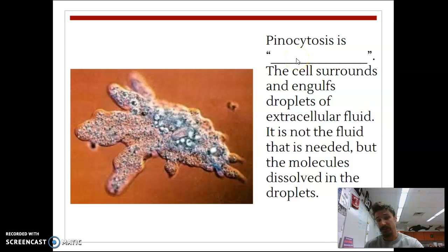Now, phagocytosis is cell eating, right? Molecules, food molecules. Pinocytosis, which we see here, is really just called cell drinking.